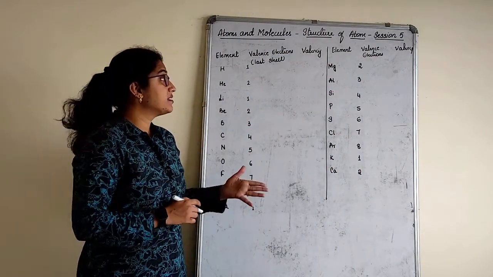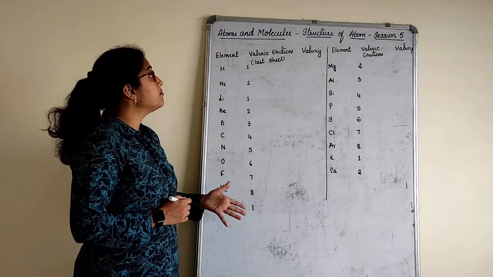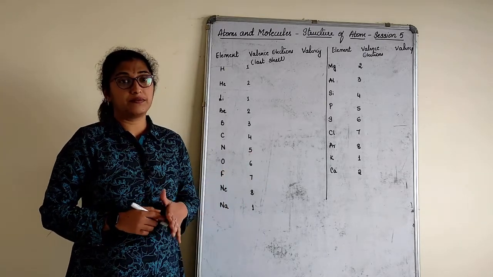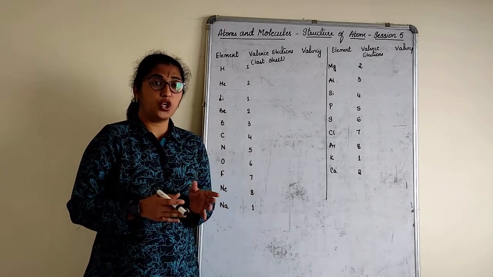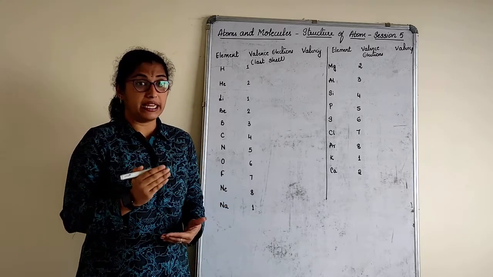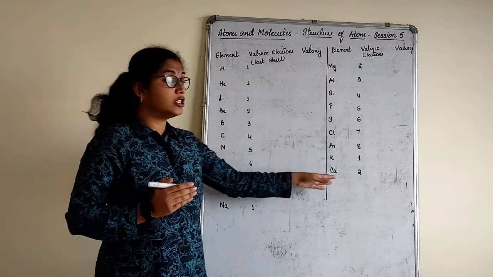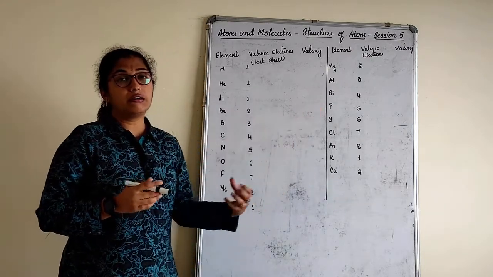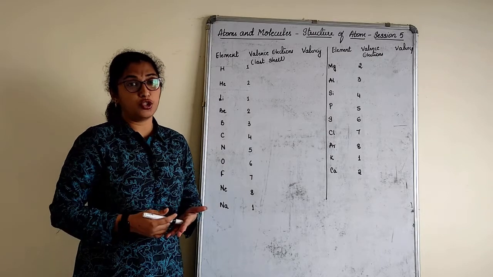Good morning. We will start session 5 in chapter Atoms and Molecules and Structure of Atom. As per yesterday's session, I told you all to draw the electron distribution for the first 20 elements, that is, right from hydrogen to calcium, right? A few randomly chosen 8 elements I had shown you what to do.